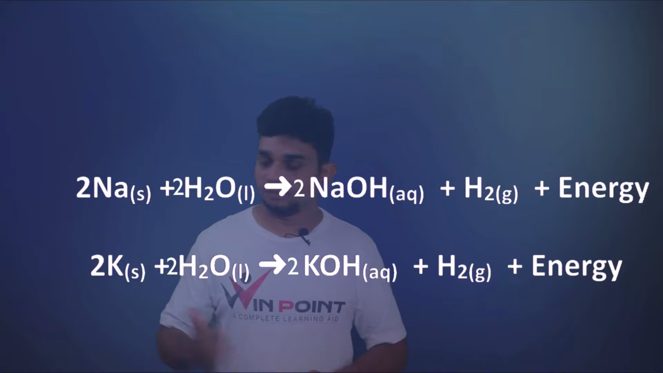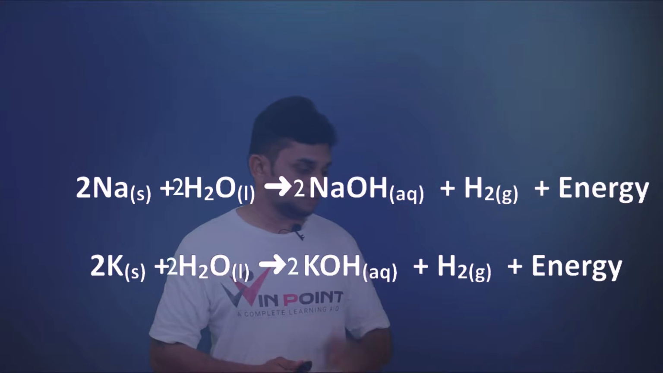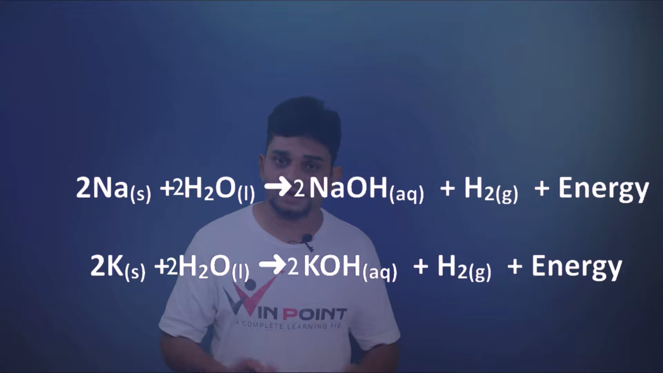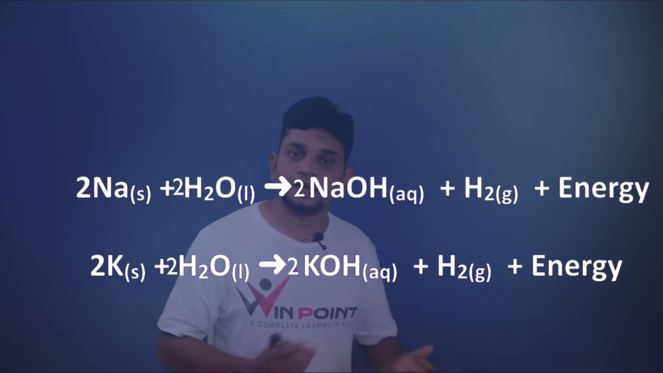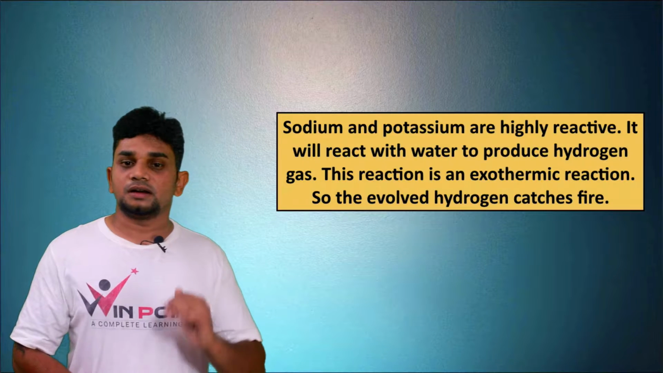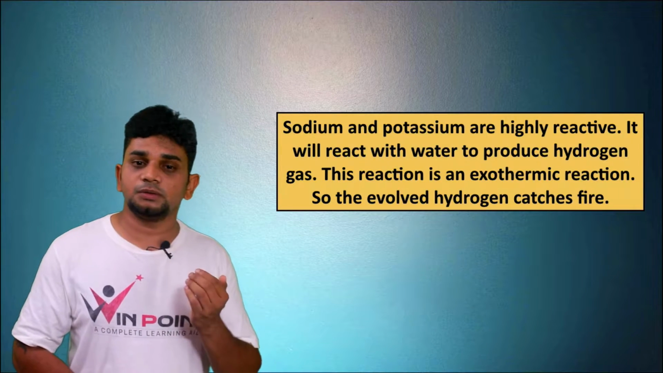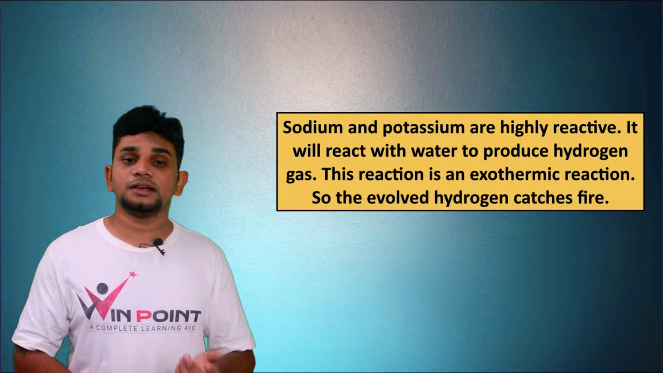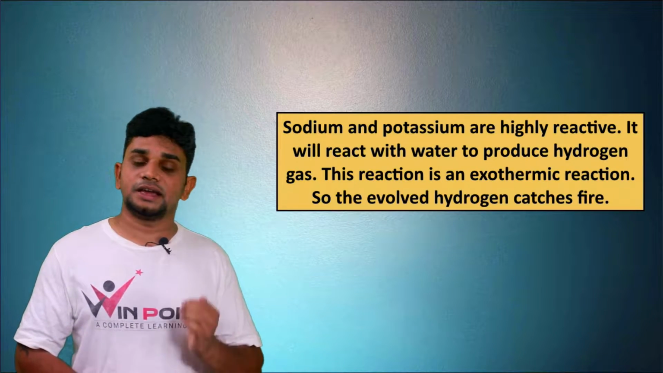Next one, potassium. 2K plus 2H2O gives 2KOH plus H2 plus energy. It is also an exothermic reaction. This hydrogen is also going to catch fire. Sodium and potassium are highly reactive. They will react with water to produce hydrogen gas. This reaction is an exothermic reaction, so the evolved hydrogen catches fire.